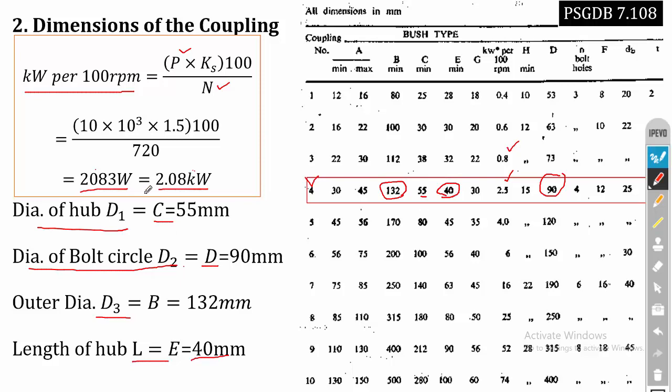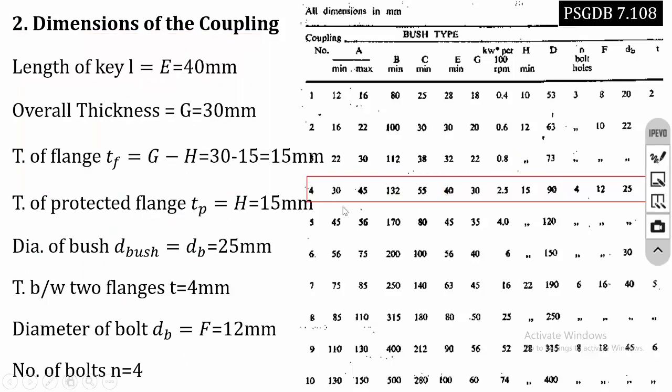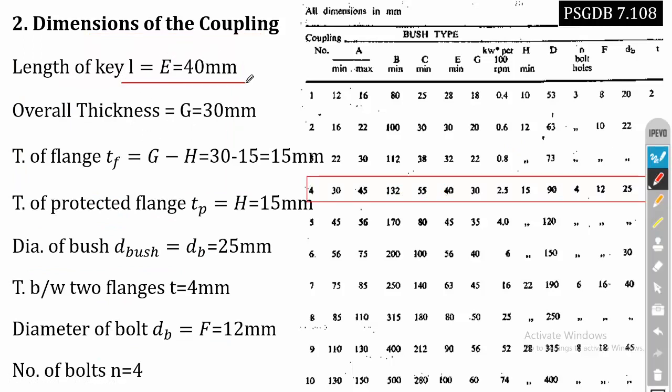If you memorize these relations, then directly you can take the values from the chart. Length of the key is the same as the length of the hub. The overall thickness is G. So G, where is G? Yeah, here you can see that it is 30 mm. Then the thickness of the flange I have given as G minus H. So G is 30 and H is the thickness of the protected flange, that is 15 mm.